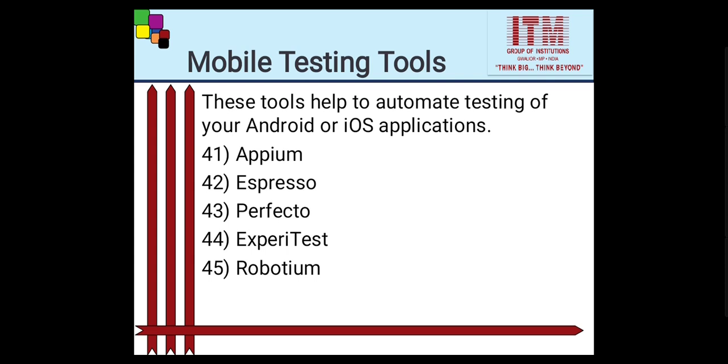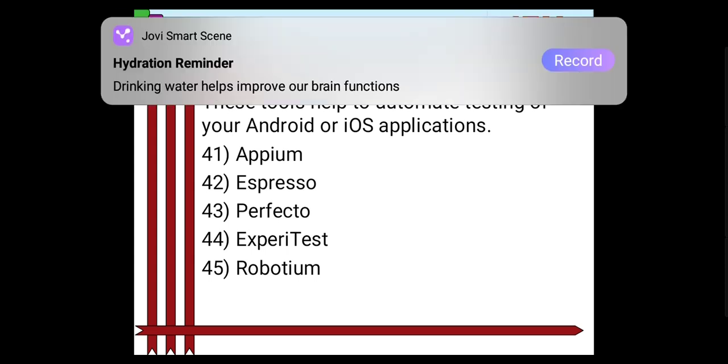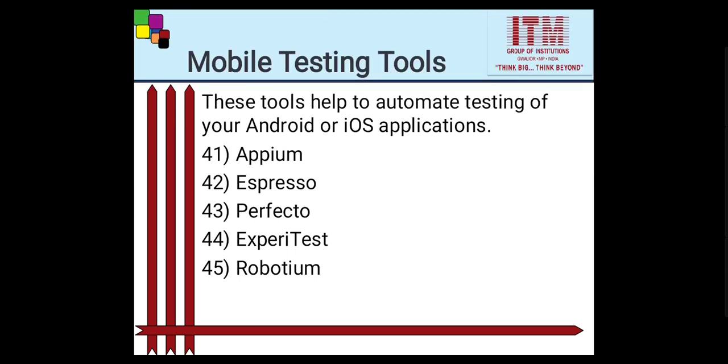Now next is Experitest. It's a quality assurance tool for mobile developers. The tool includes manual testing, performance testing, and load testing for mobile applications. This type of testing covers all mobile OS: iOS, Android, Windows Phone, and BlackBerry. And next is Robotium. Robotium is an open source test automation tool mainly used for Android UI testing.